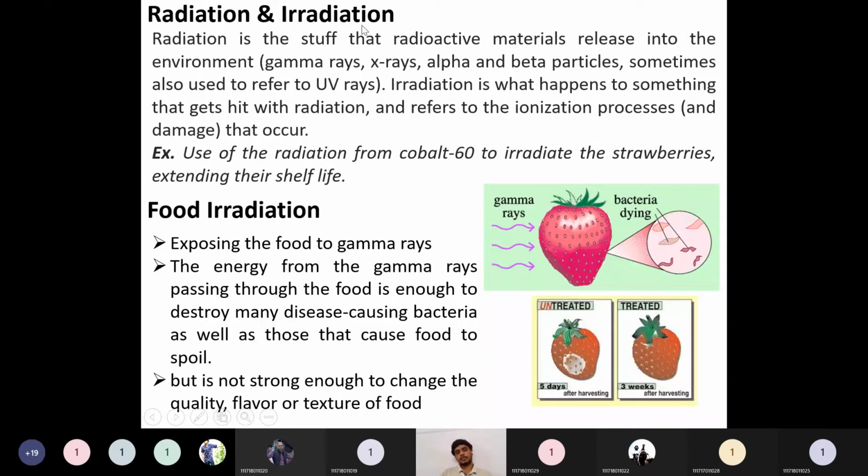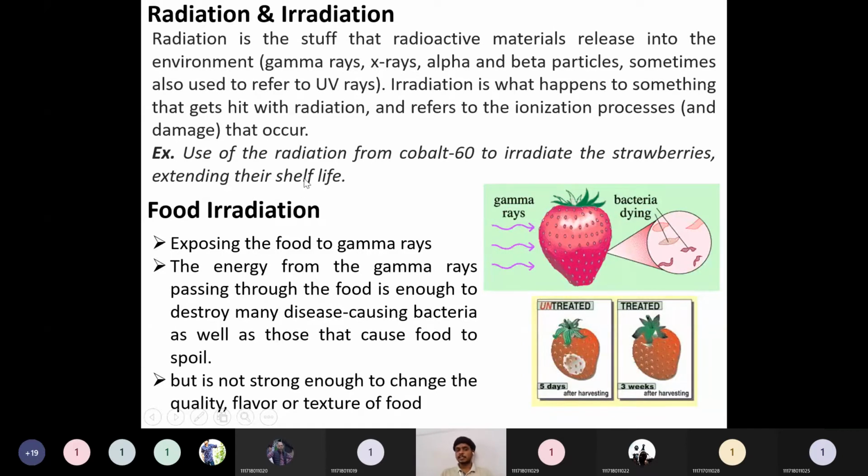Then food irradiation. What is food irradiation, and how does it work? Food irradiation is nothing but exposing the food to gamma rays, as shown in the figure. Exposing this type of food to some radiation, maybe alpha, beta, gamma. Why are we not using alpha, beta rays? Because the speed of these gamma rays is very high, and at the same time they can penetrate deep inside. There are various other advantages of using gamma rays, which I will show you in a later slide.